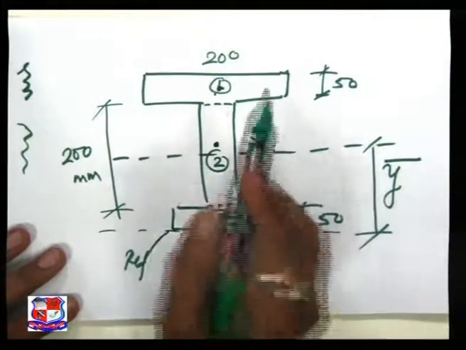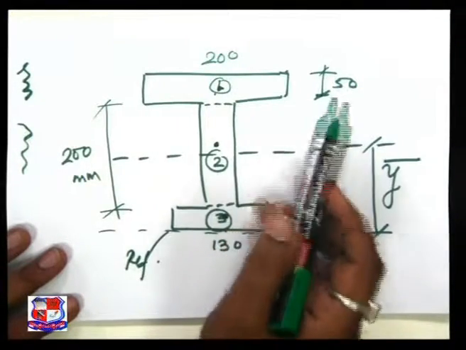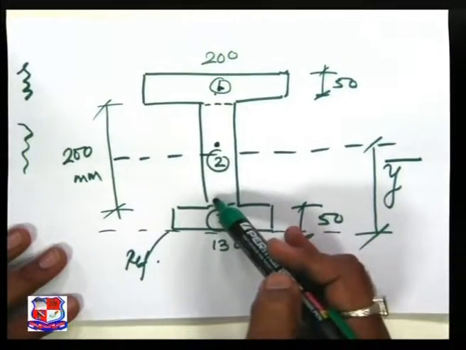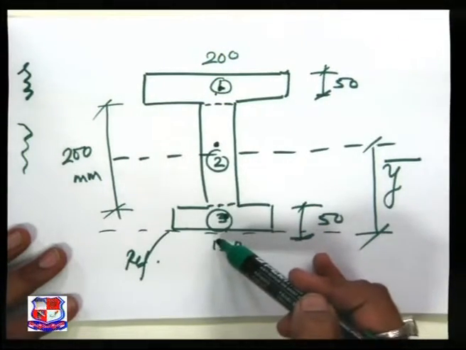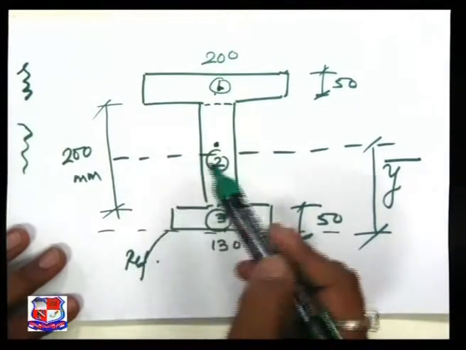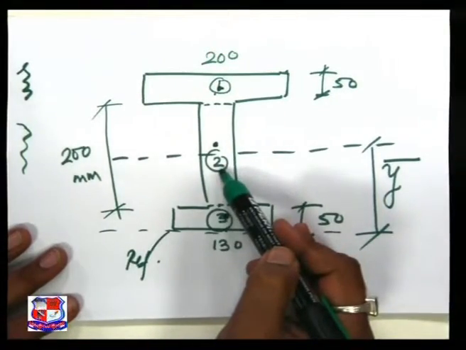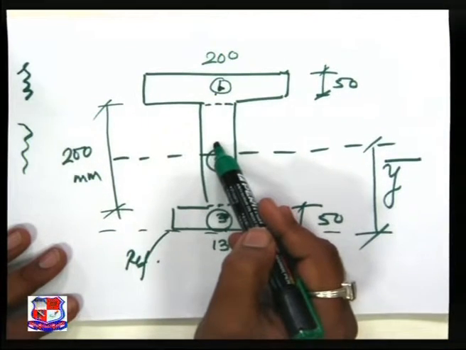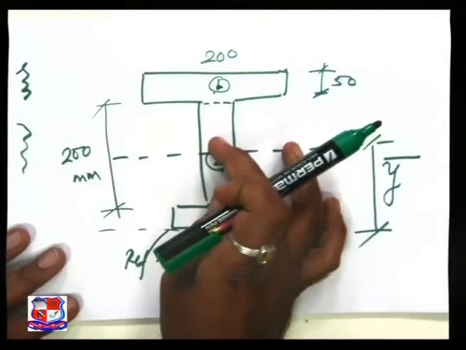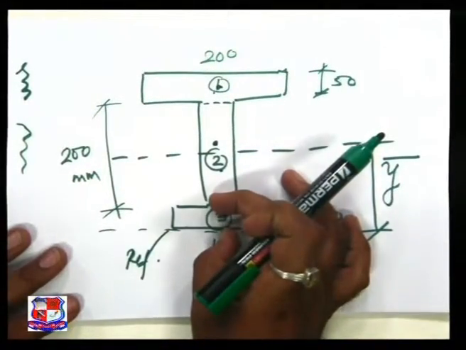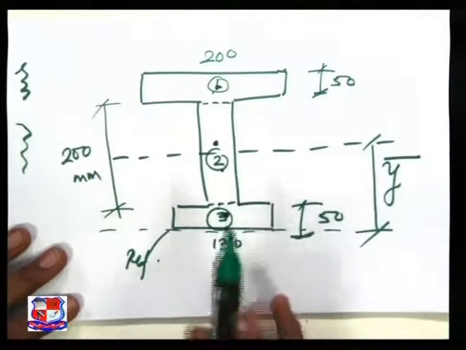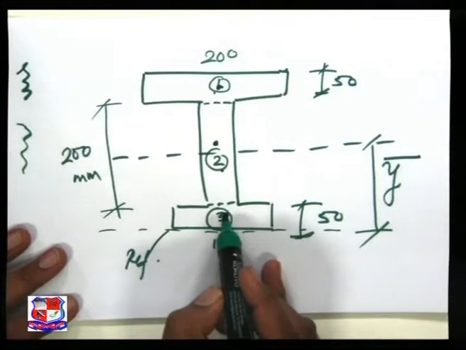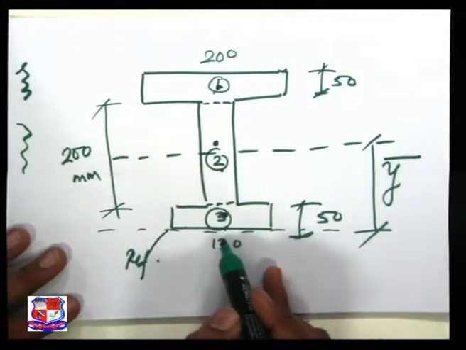So overall, A1 is 200 by 50, y1 is 50 by 2, that is 25, this distance, plus 200 plus 50. A2 is the area of the web, that is 200 multiplied by 50, the web thickness. y2 is the distance of the CG of the second area. Now the CG is acting at 200 by 2, that is 100 mm, plus 50, so 150 is y2, and A3 is nothing but 150 into 50, while y3 is the distance of the CG, that is 50 by 2, my y3 distance.